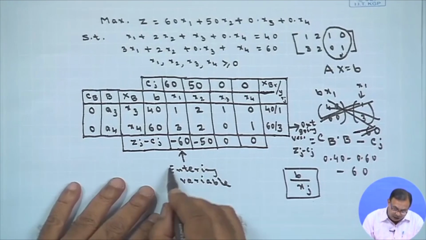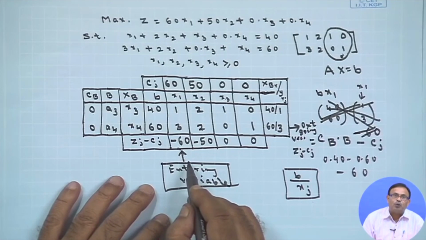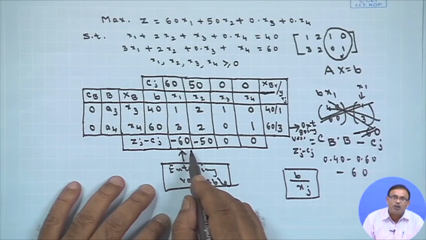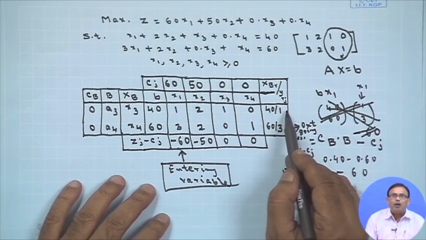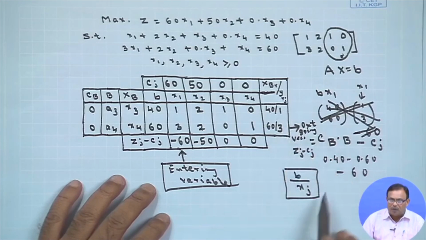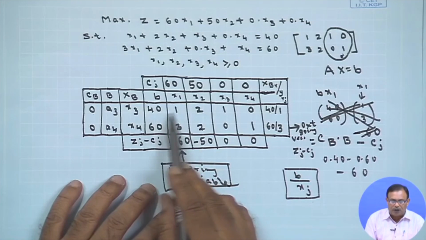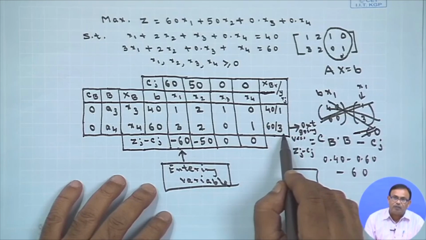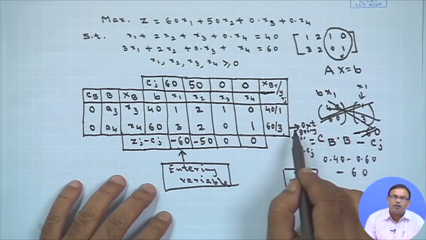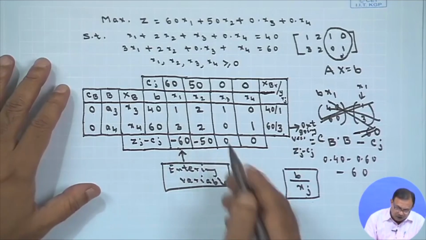So, you have one entering vector depending upon where the value of Zj minus Cj is most negative. Then you have to calculate the ratio xbr by yrj. Xbr by yrj is nothing but b by xj, and xj corresponds to the entering variable. For this case, it is 40 by 1 and 60 by 3. So, the outgoing vector will be x4 and the incoming vector will be this one.